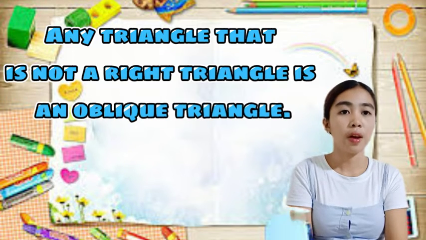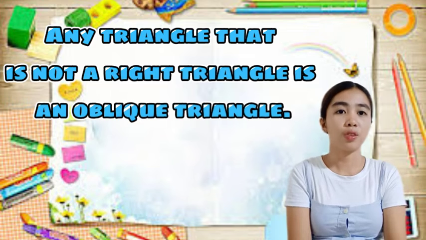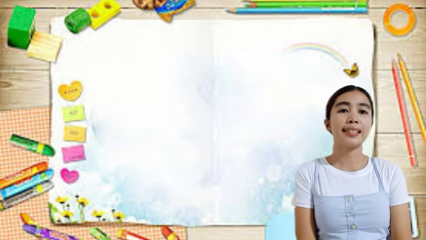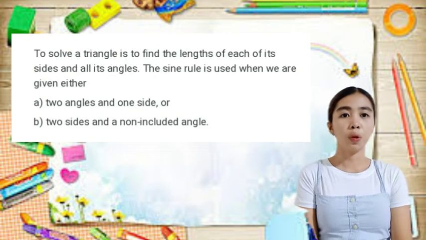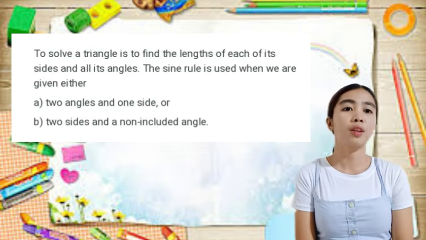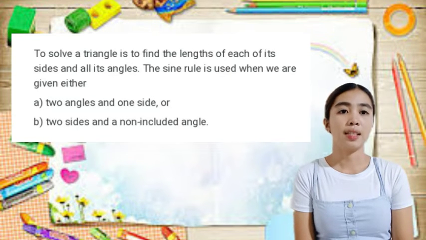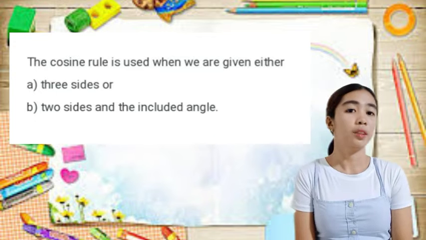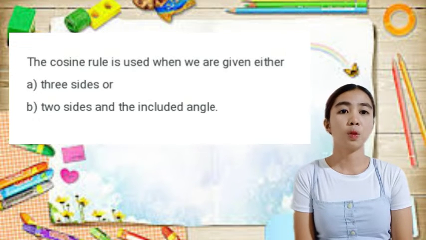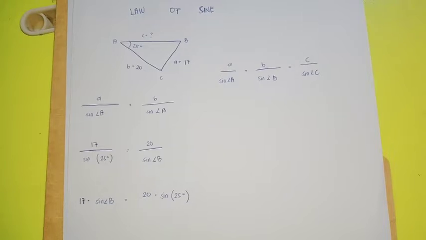Now, a non-right triangle is any triangle that is not a right triangle, that is, an oblique triangle. So, what are the sine and the cosine rules? The sine rule is used when we are given either two angles and one side, or two sides and a non-included angle. On the other hand, the cosine rule is used when we are given either three sides or two sides and the included angle.